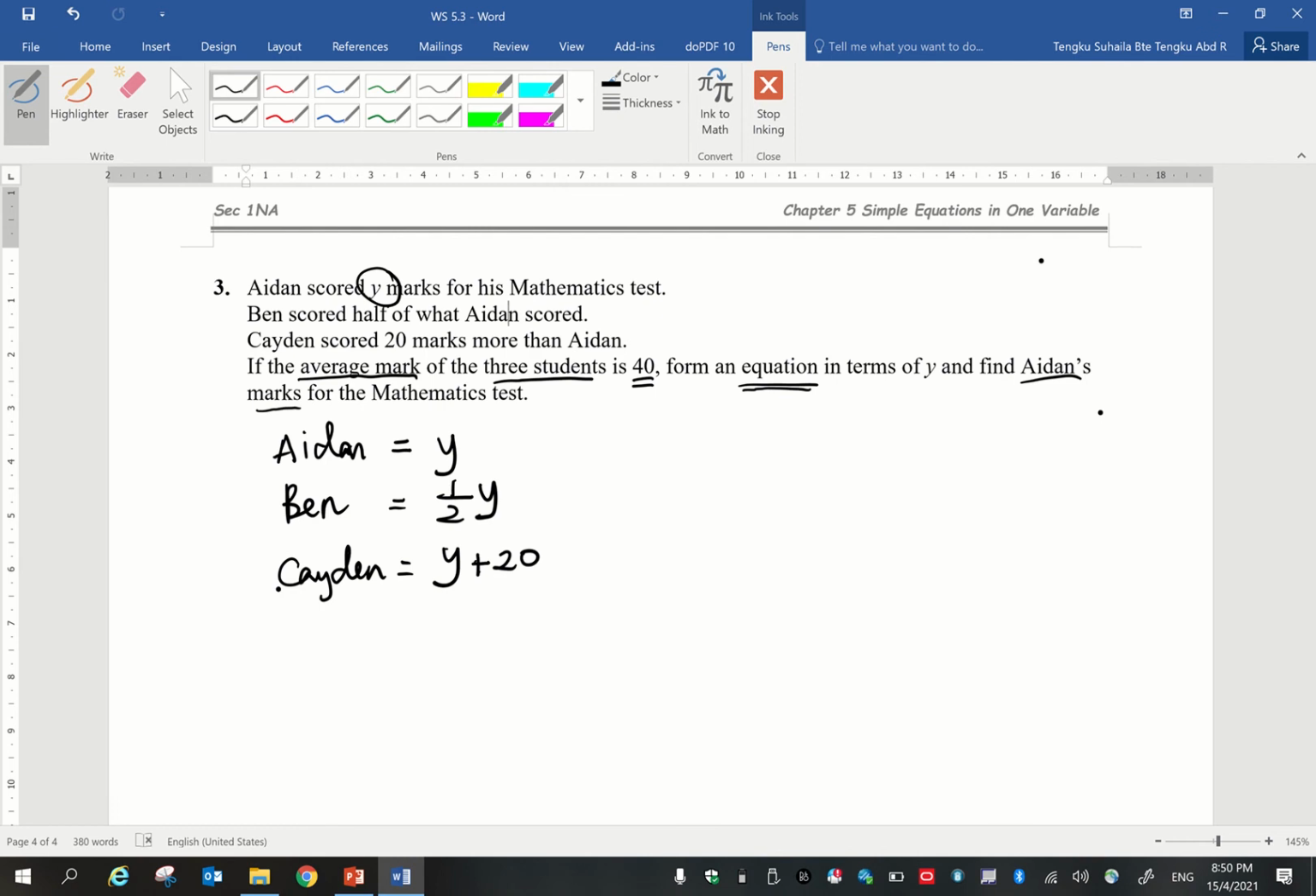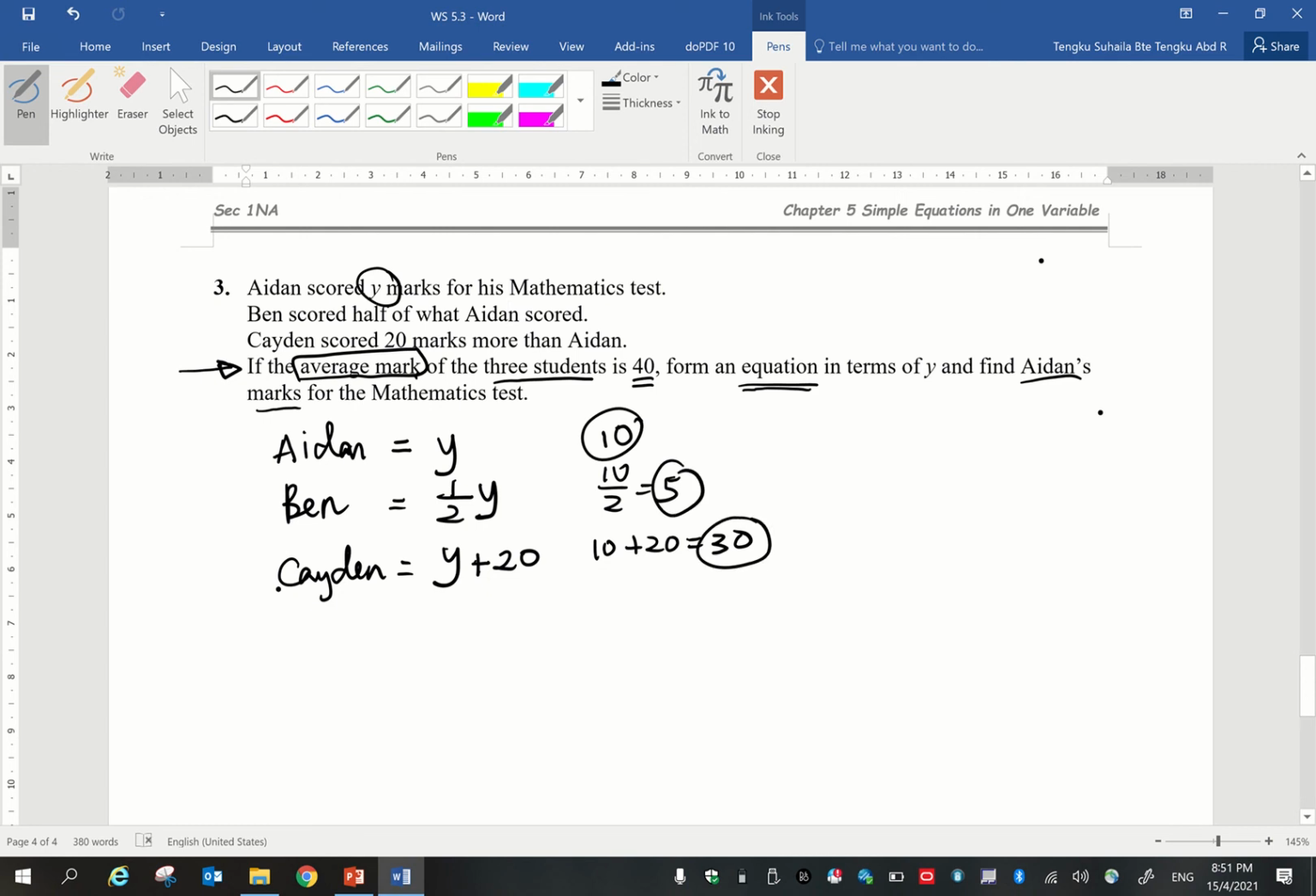How to form an equation? The clue is in this sentence. If the average mark of the three students is 40, okay, average mark. If suppose I tell you Aiden's score is actually 10, Ben's is half of Aiden's, which means 10 divided by 2 will be 5. And then Caden's score is 20 more marks, which means it's 10 plus 20, which is 30. And then they tell us that the average of these three.